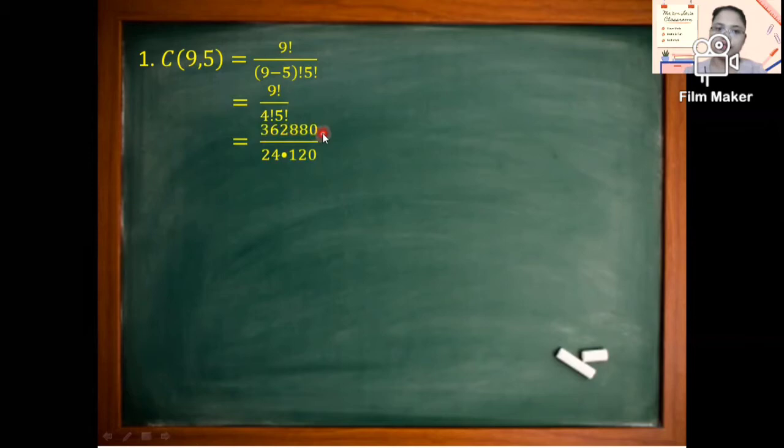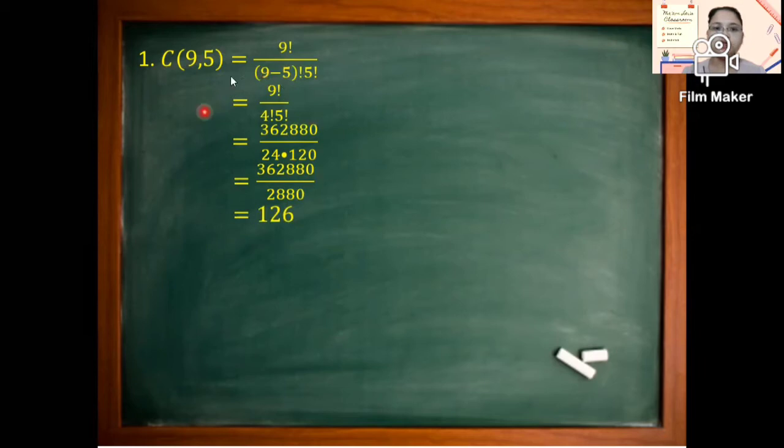9 factorial is 362,880. Ang 4 factorial naman is 24. Ang 5 factorial is 120. Then multiply 24 by 120. The answer is 2,880. So 362,880 divided by 2,880 is 126.